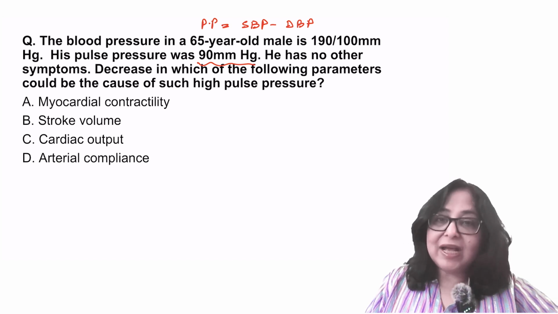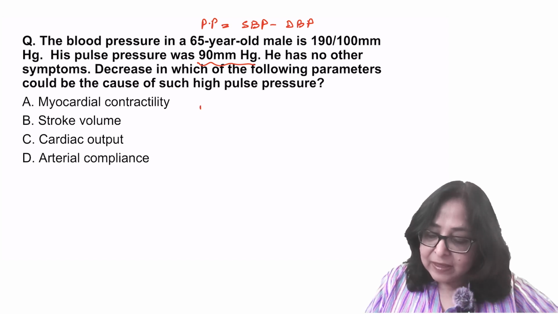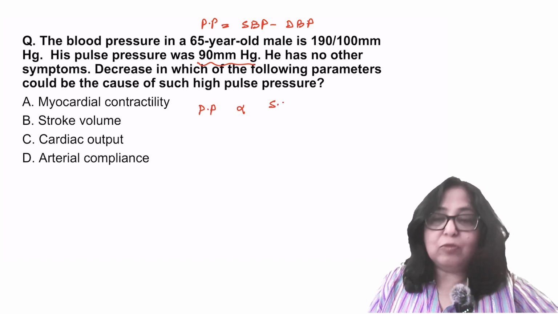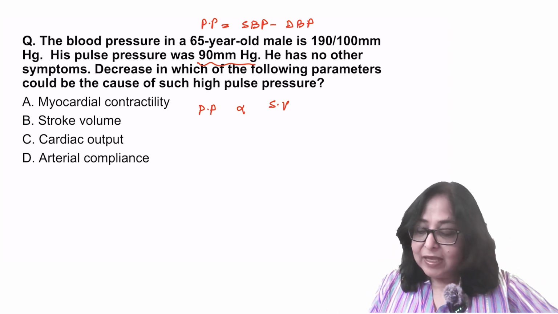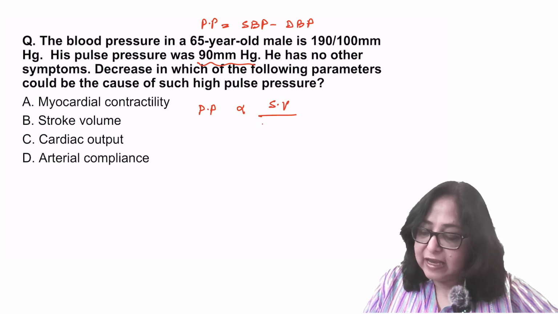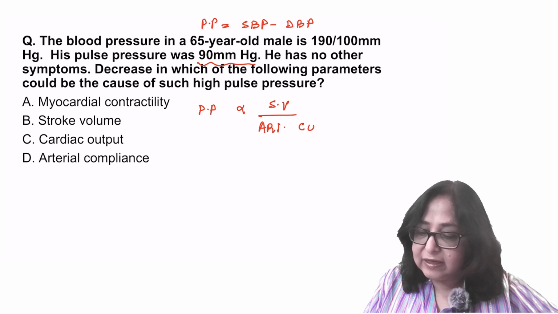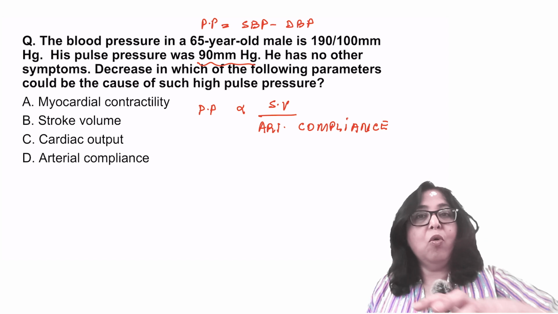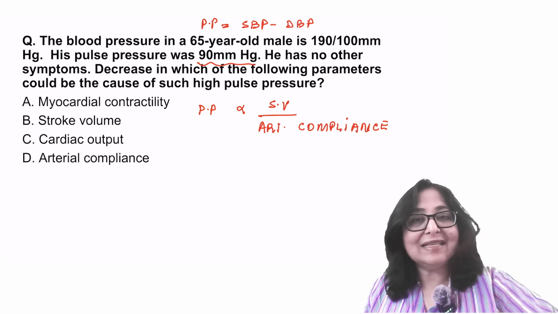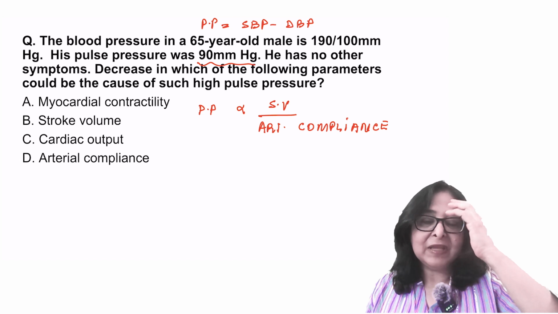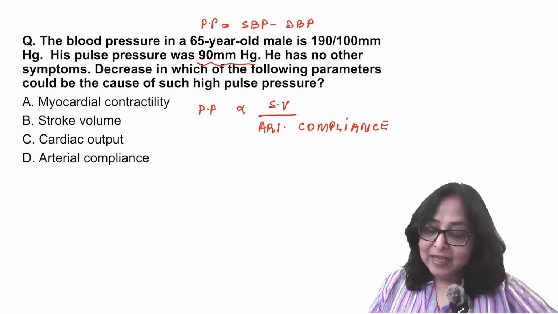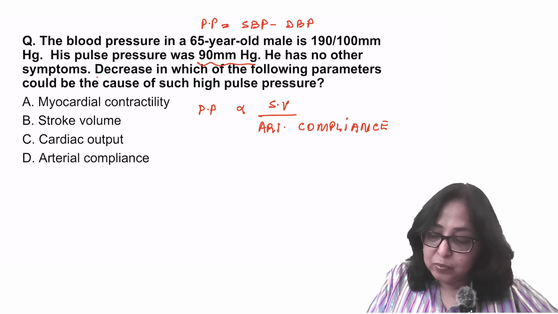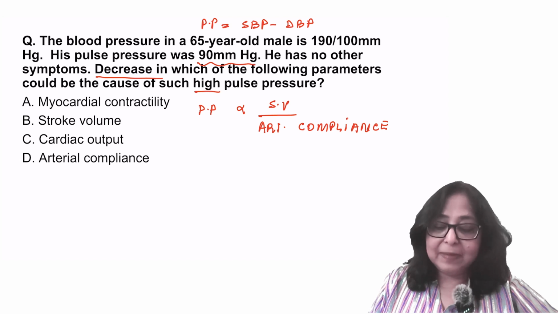Now, pulse pressure has 2 determinants. Pulse pressure is directly proportional to the stroke volume. More the stroke volume, more the pulse pressure. And pulse pressure is inverse to the arterial compliance. More the compliance, less the pulse pressure. Less the compliance, more the pulse pressure. 2 determinants for pulse pressure: stroke volume and arterial compliance. So let's try and see. It says decrease in which of the following would cause a high pulse pressure.